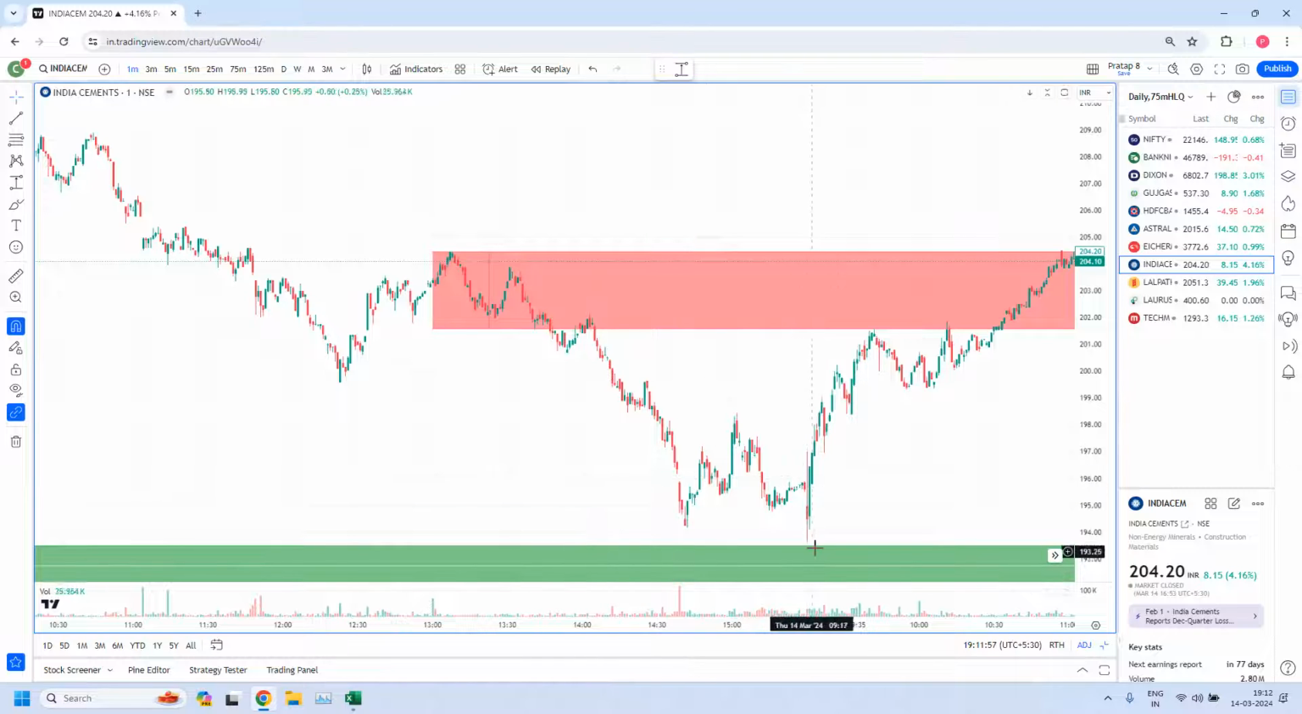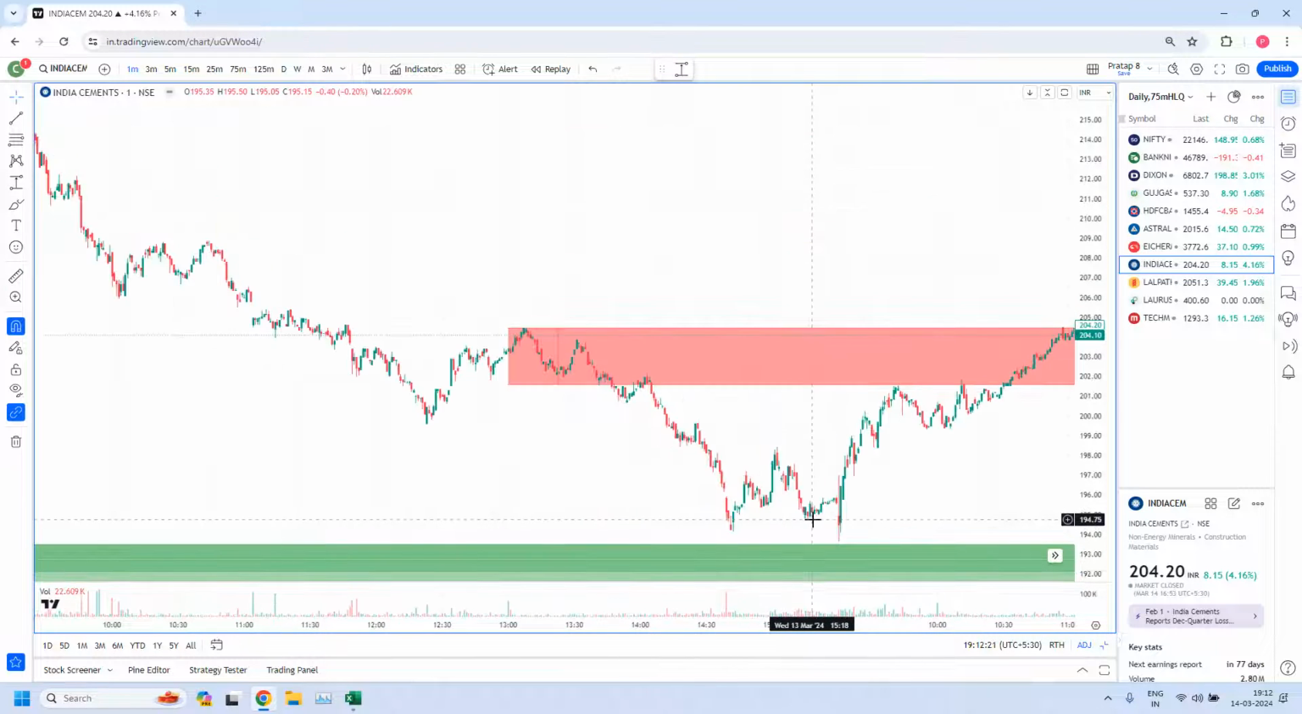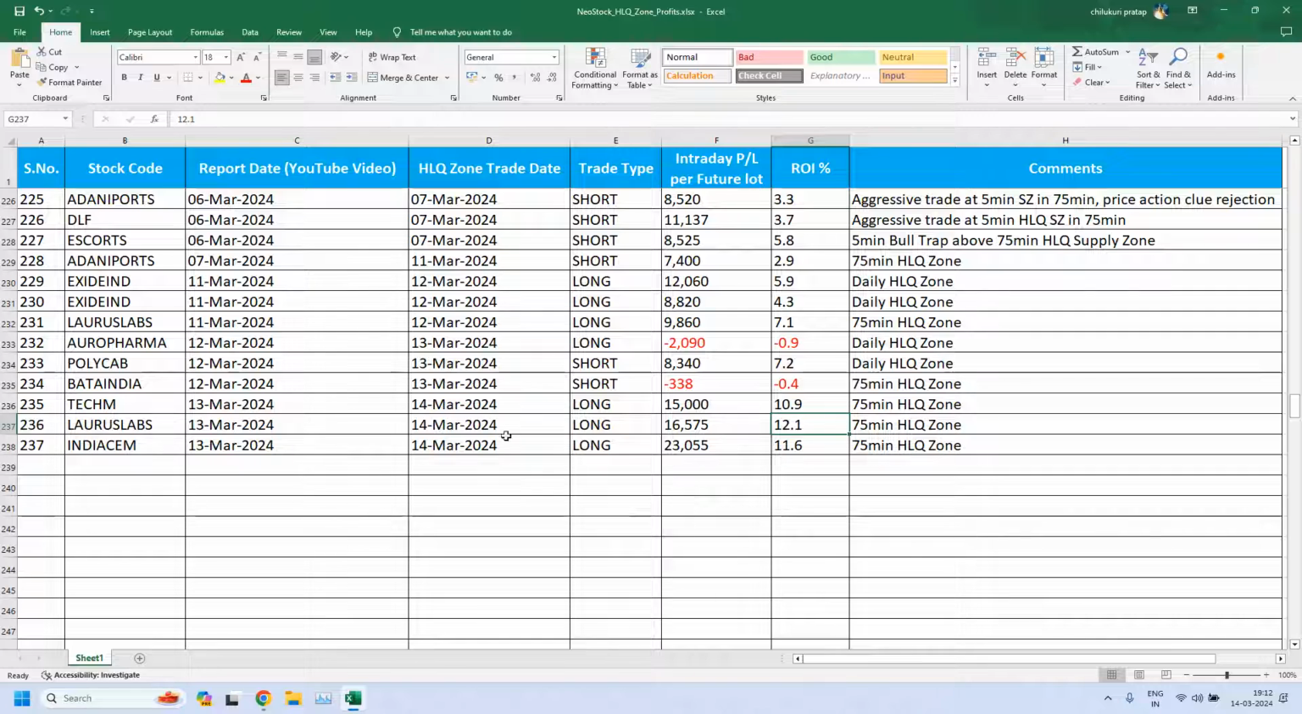But what we are tracking are the opportunities provided by our high liquidity zones. Because we've been tracking for the last 6 months. This is the 6th month. Every month we are checking what is the success rate, what is the average ROI, and what is the overall ROI, and what is the overall success rate. Every month we are tracking how many trades our high liquidity zones have provided the opportunity. So all these trades are the opportunities provided by the high liquidity zones.